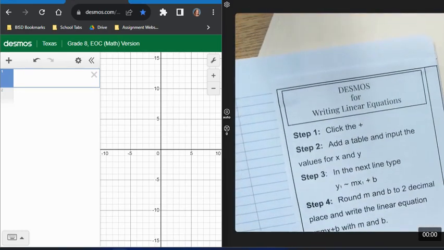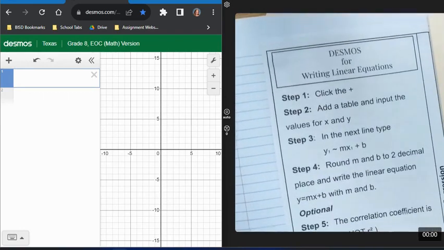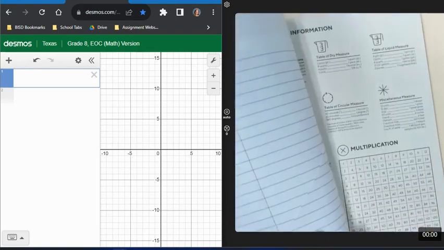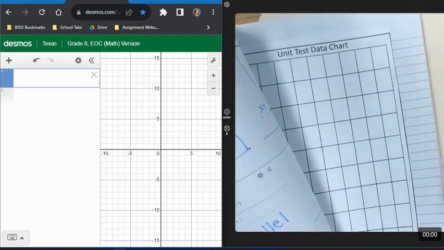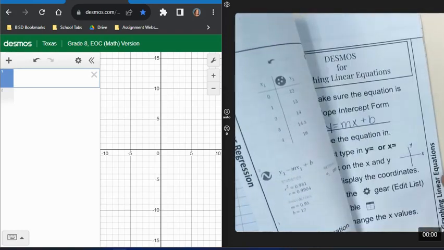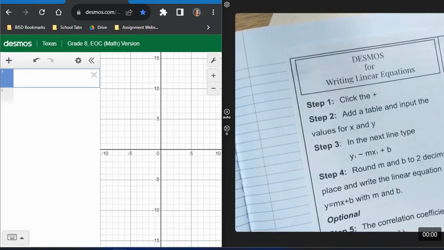We are going to use Desmos to write linear equations. So you're going to put this Desmos divider in the very back. Remember, in the very back, we have the back pocket, we have the unit test chart, and then we have two other Desmos activities. You're going to put that in the back. We're going to follow the instructions, so I need you to follow the instructions with me.